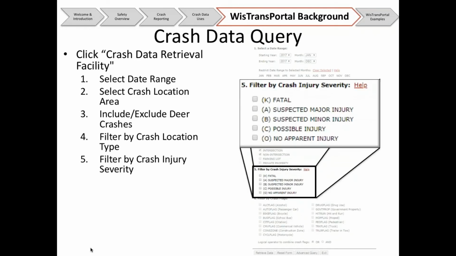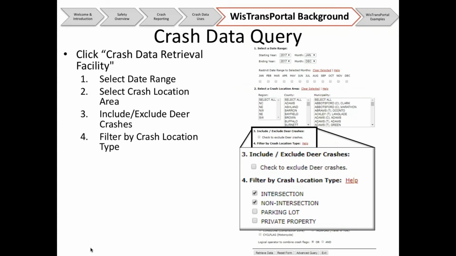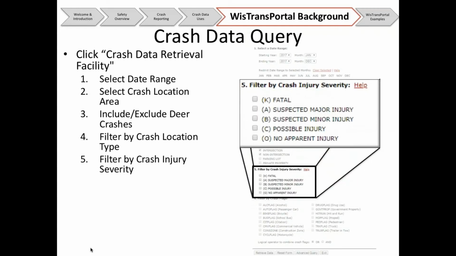And then you can filter by crash severity. So are you just looking at your Ks and As, so your fatals and suspected major injuries, or are you looking at all of them? If you do not have them checked, it means you're looking at all of them. You can see with each one of these sections, there is a help button next to it. If you click on that help, it'll bring you to what crash injury severity means. What are we looking at there?